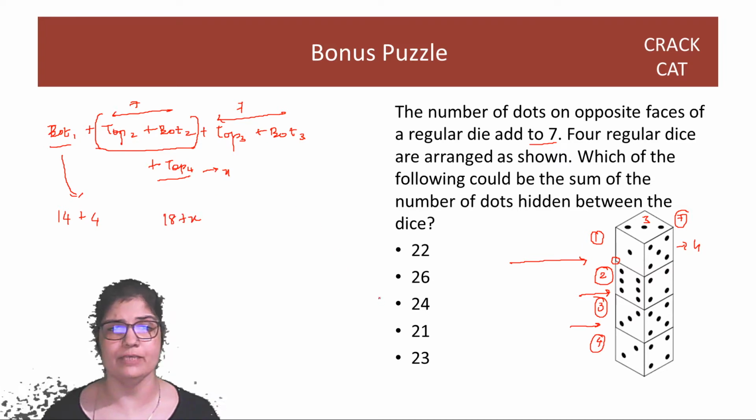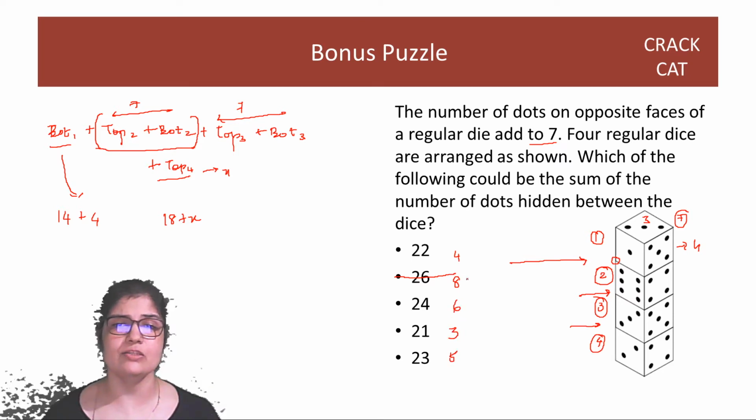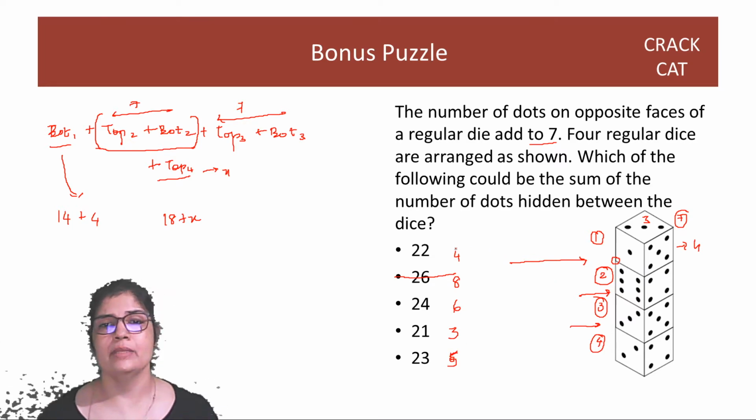Now what can x be? Can x be 4? Can x be 8? No, x cannot be 8. We know dice is 1 to 6. Can x be 6? Can x be 3? And can x be 5? So we are just looking at all these options and determining what can x be, based on the options. So 4 is already here, guys. So 4 cannot be at the top of the fourth dice. So 22 is out. Then since 4 is here, 3 is going to be on the opposite side.